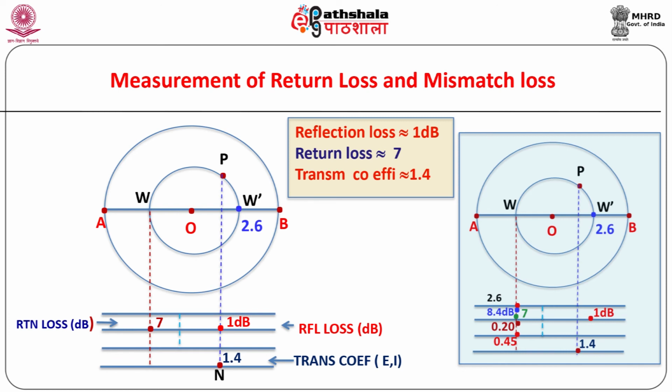Step number 7, mismatch loss or reflection loss. Note the readings, approximately 1 dB, at the point N2 on the upper side of the second scale where this perpendicular line intersects the horizontal scales to measure the reflection loss, marked with RFL loss in dB.